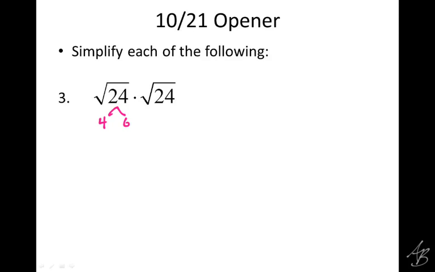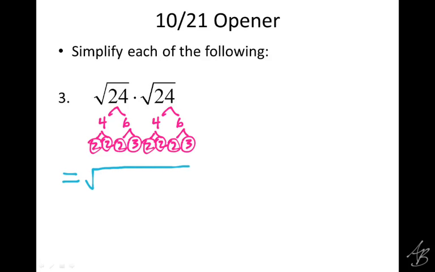We got 4 times 6, 2 times 2, 2 times 3. You could have done that maybe a different way, but in the end you should get 3 2s and 1 3. And then for the other 24, you're going to get the exact same thing, right? So when we rewrite it, how many 2s do we have? 6. All right, 1, 2, 3, 4, 5, 6, and then 2 3s, right?